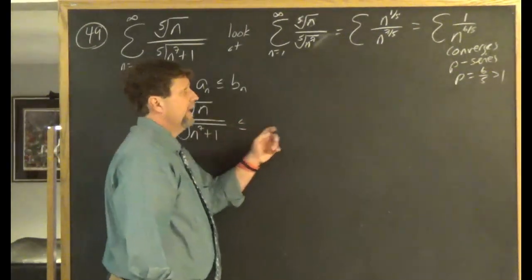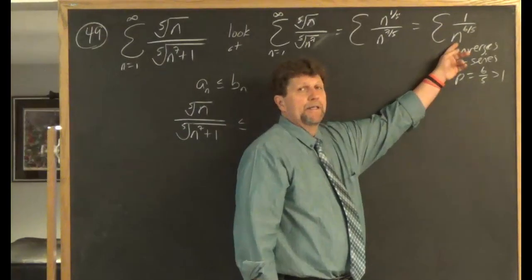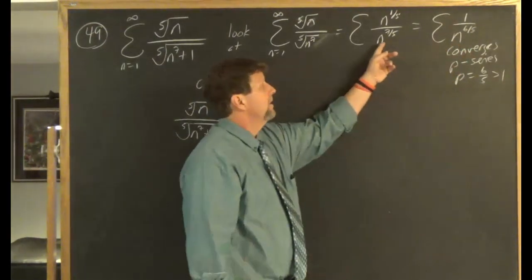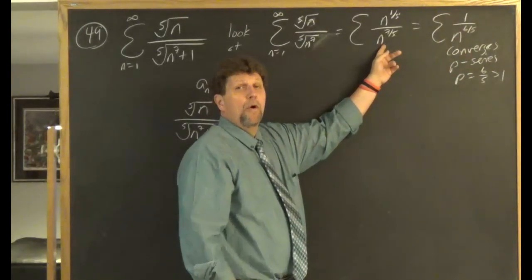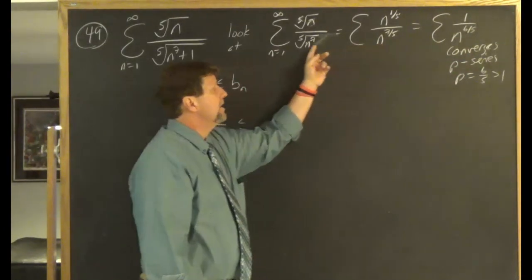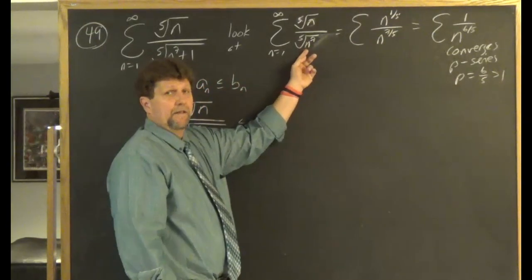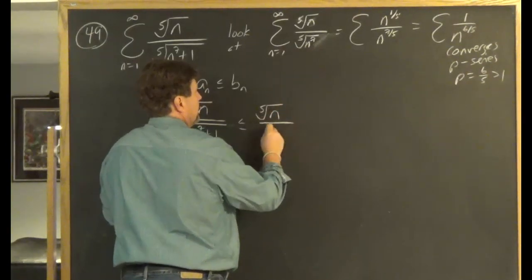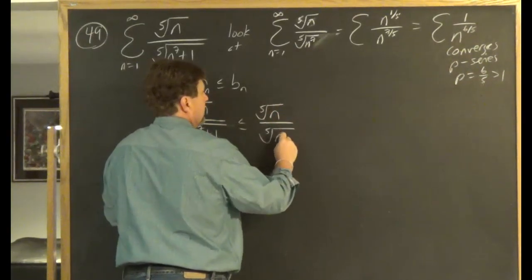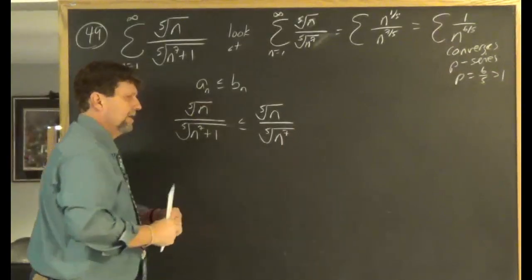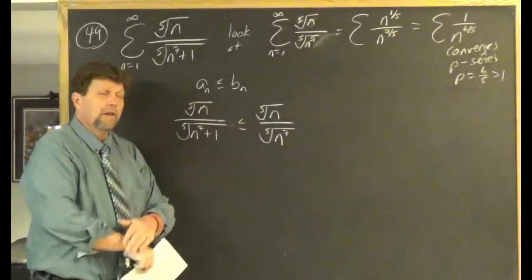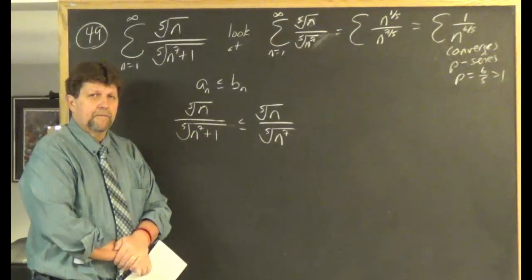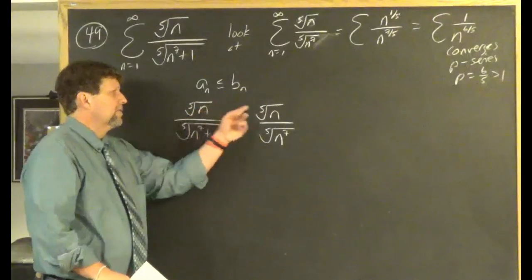And so my b sub n is going to be the 1 over n to the 6/5, which is the exact same thing as this, which is the exact same thing as this, the 5th root of n over the 5th root of n to the 7th. Now, is this inequality true or is it false? The numerators are the same.